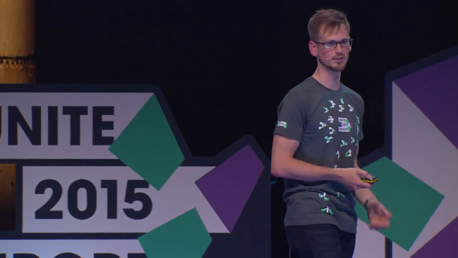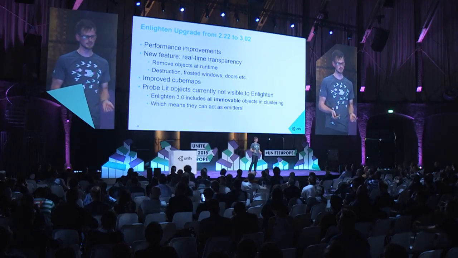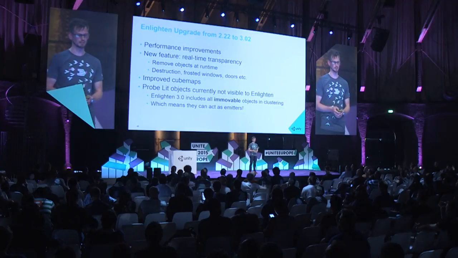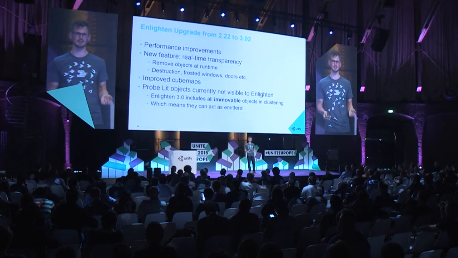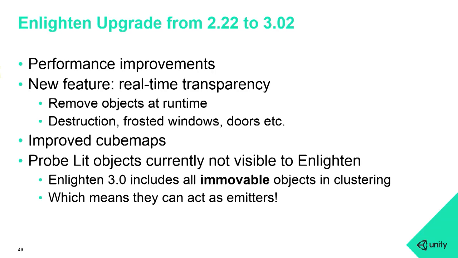And another important change is the probelet objects. Right now, they're not visible to Enlighten, but when we upgrade to Enlighten 3, they will actually be available in the clustering phase, so you can emit light from a probelet object into the GI solution.